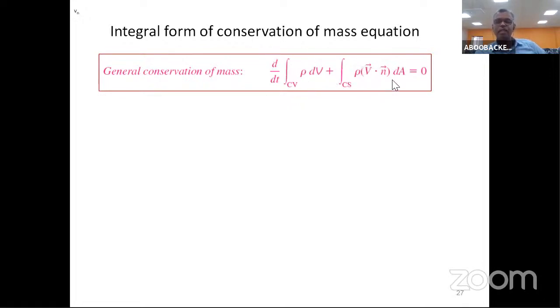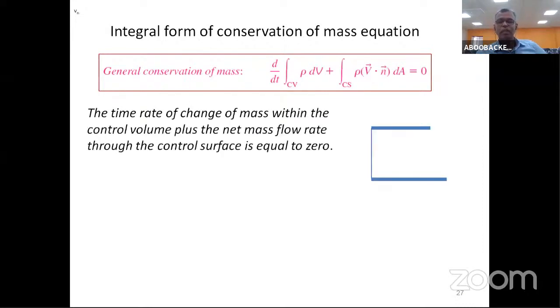And this is the net flow across the control surface. In integral form, it has two terms. One is what is happening within the control volume and what happens across the control surface. So the sum of it has to be zero, because mass has to be constant.